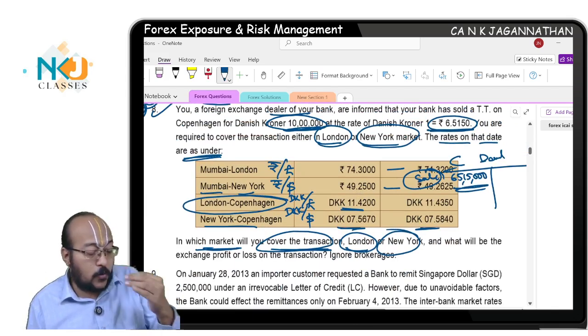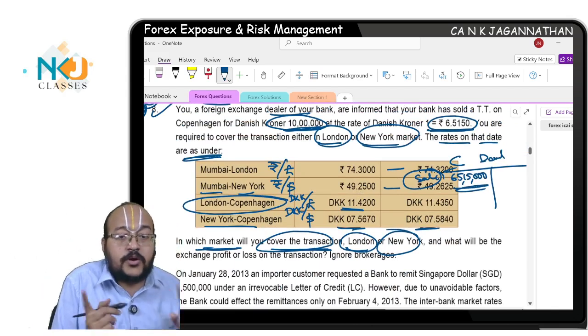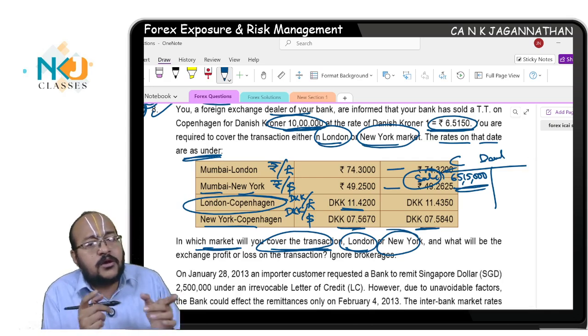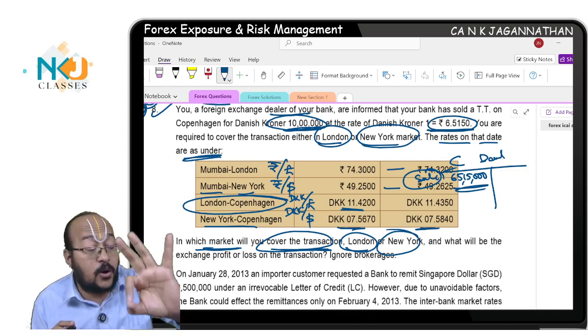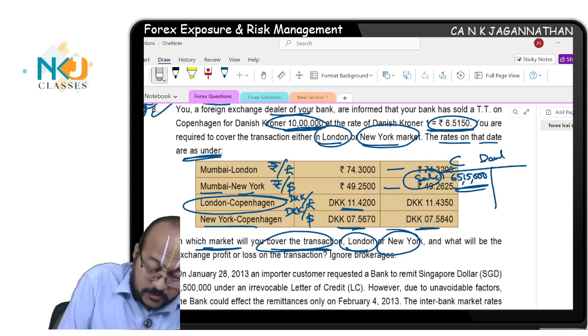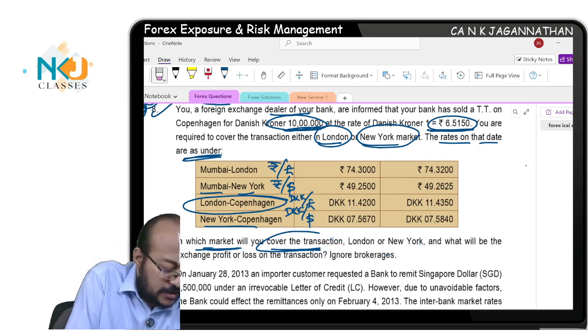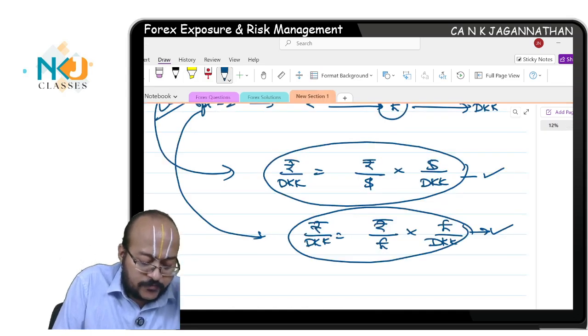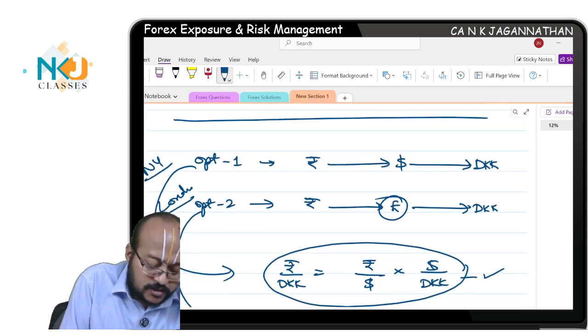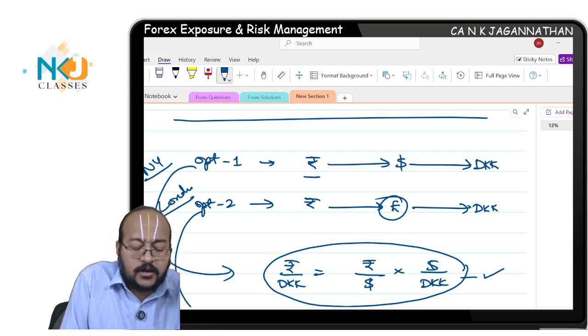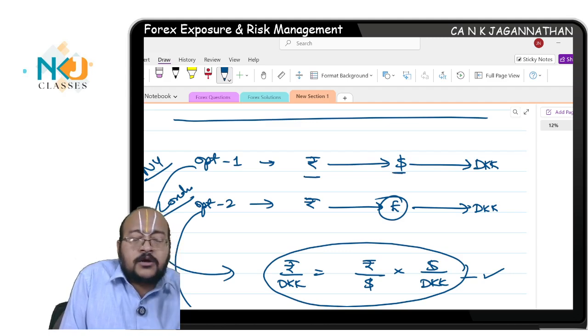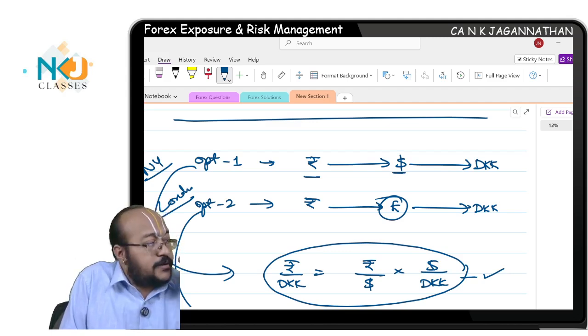The quote given is a two-way quote, which means the bid rate is also given, and the offer rate is also given. I told you how to select the quote. I already explained it in the previous question. I'm not going to explain again and again. I'm directly going to solve. Now, you tell me. The first step you need to visualize: you have rupee in hand. You need to buy dollar by selling rupee.